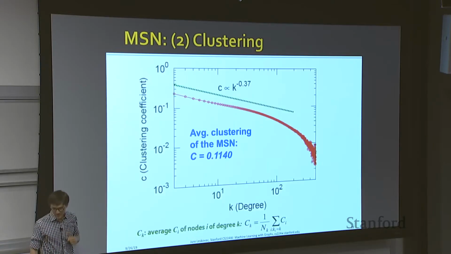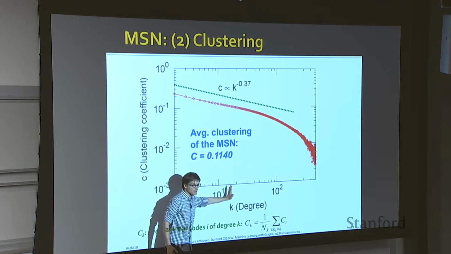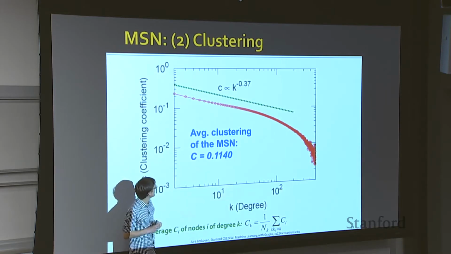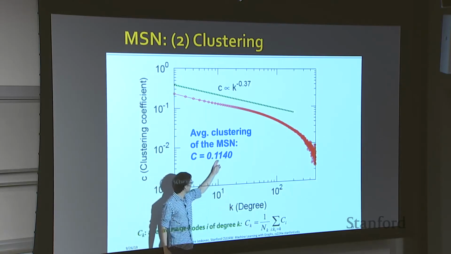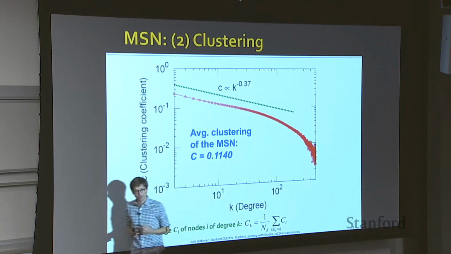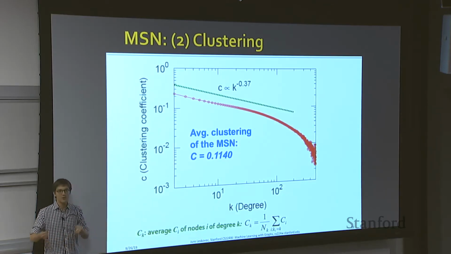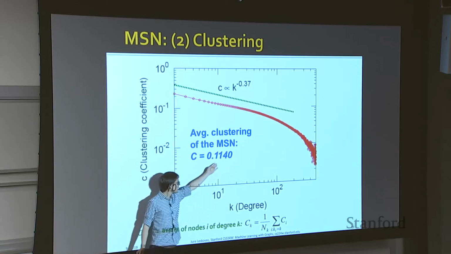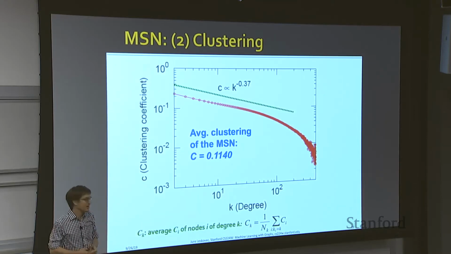In terms of clustering coefficient, here I'm plotting, for every degree, the average clustering for the nodes of that degree. But if you compute the average clustering over the entire graph, the clustering is 0.11. So about 10% of one's friends know each other, or are connected to each other. Right now, it's not clear whether this is big, small, impressive, or not impressive. It's just a number, 0.11.